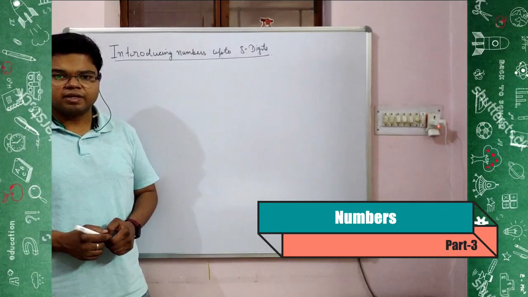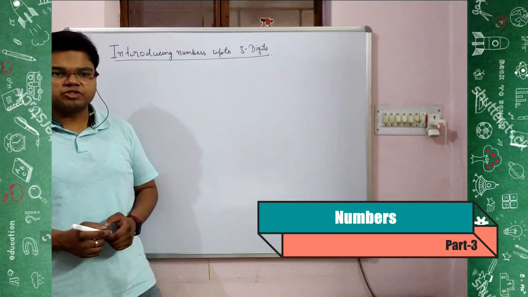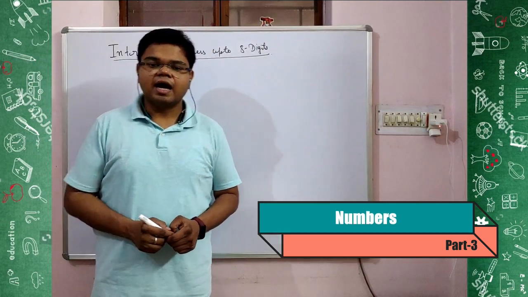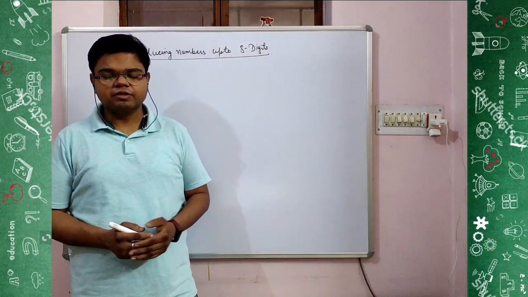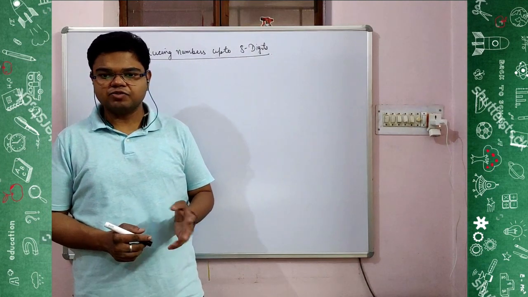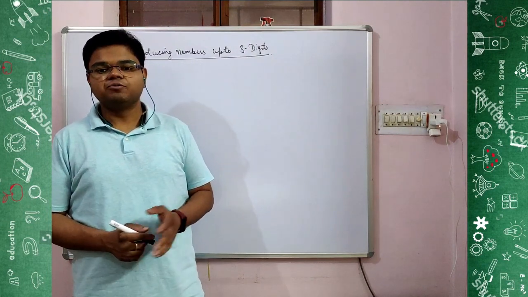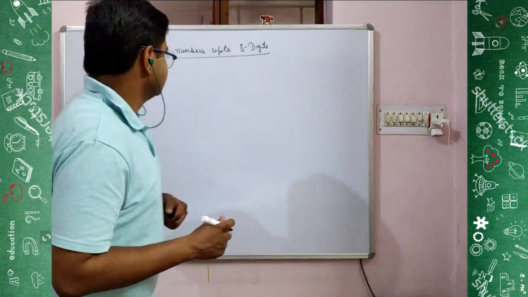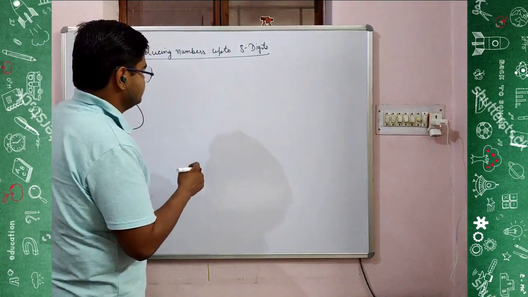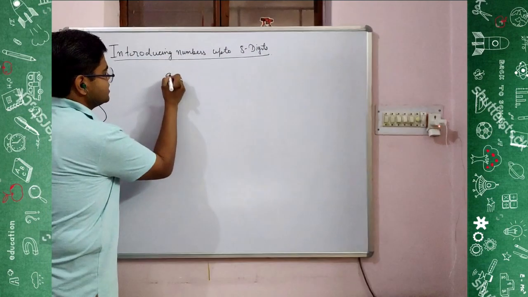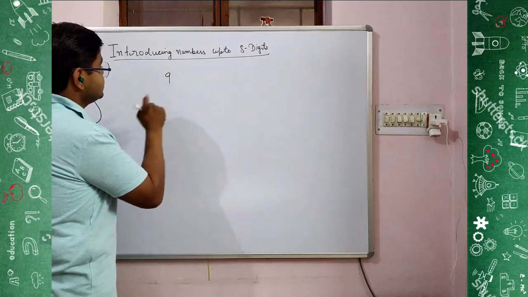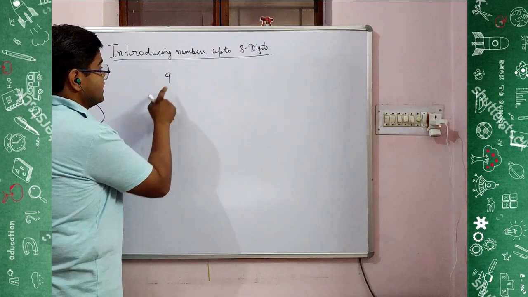Good morning, children. Today we'll be starting with our next topic, introducing numbers up to 8 digits. Before going into that, we'll first revise the numbers up to 5 digits that we have studied. Starting with the largest one-digit number, that is 9.